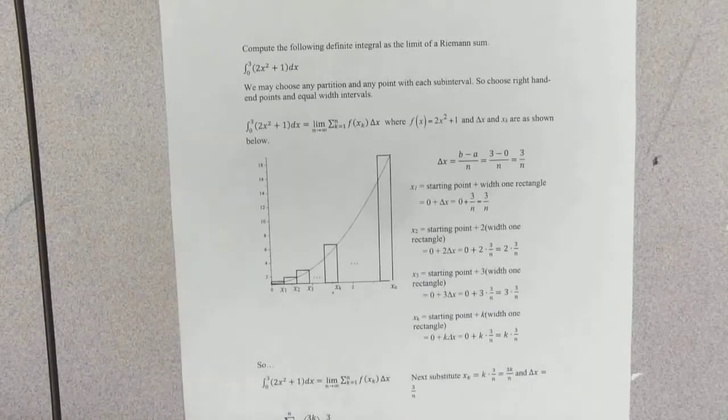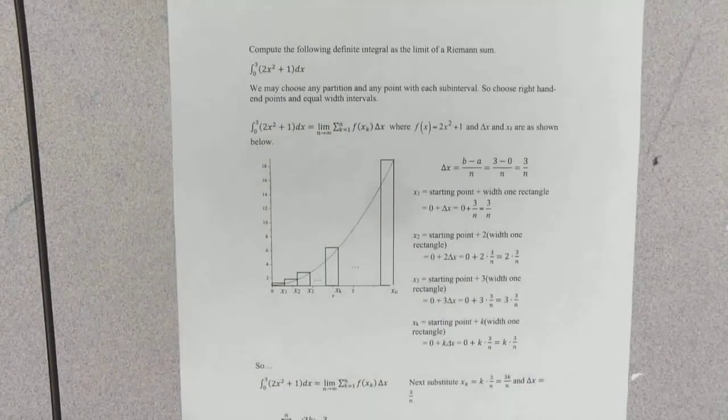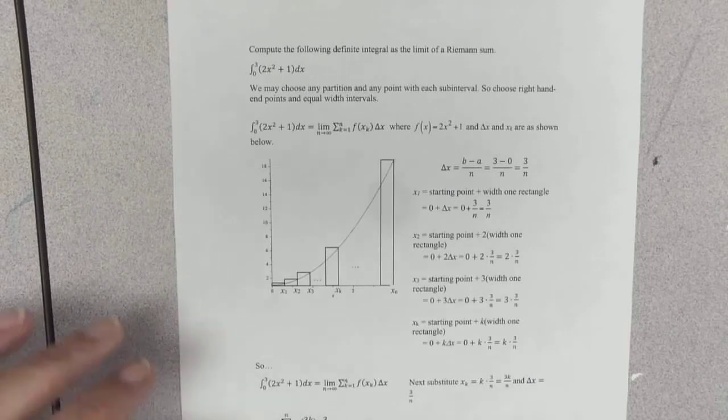So we're going to do very similar to what we did the last section as far as doing area. We may choose any partition and any point within each subinterval. So we are going to choose right-hand endpoints and equal width intervals. Riemann sums can be anything, any partition, any point in each subinterval. Since they can be anything, you can pick the one you want. So we're going to pick equal width rectangles and right-hand endpoints.